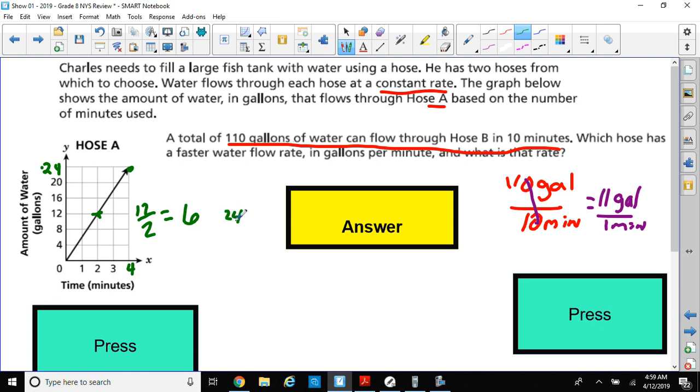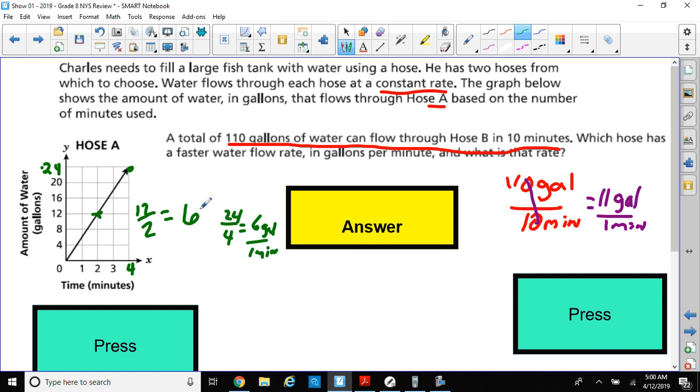24 over 4 equals 6 also. So 6 gallons for 1 minute. They both reduce down to 6, which is 6 gallons per 1 minute.